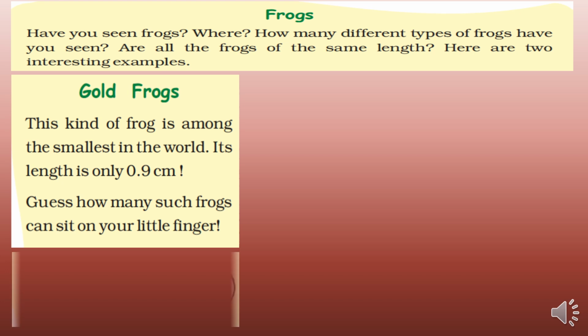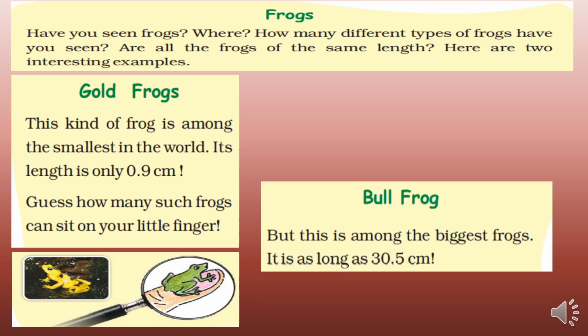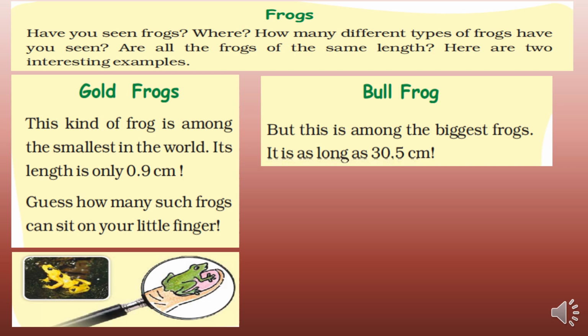See, gold frogs. This kind of frog is among the smallest in the world. Its length is only 0.9 centimeter. Guess how many such frogs can sit on your little finger? Bullfrog. But this is among the biggest frogs. It is as long as 30.5 centimeter.